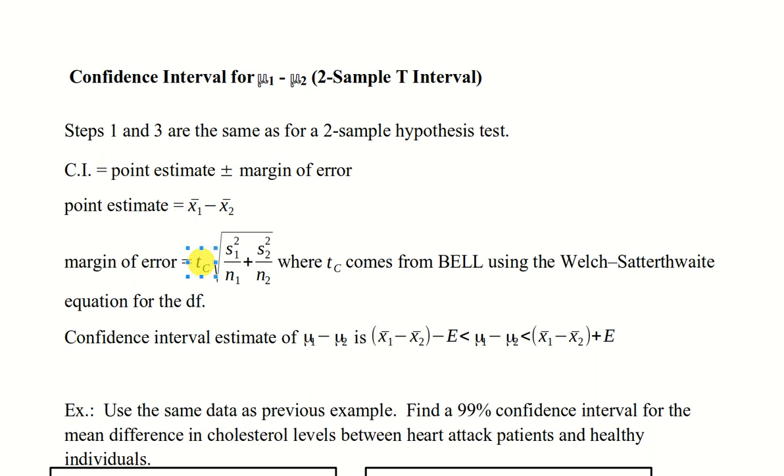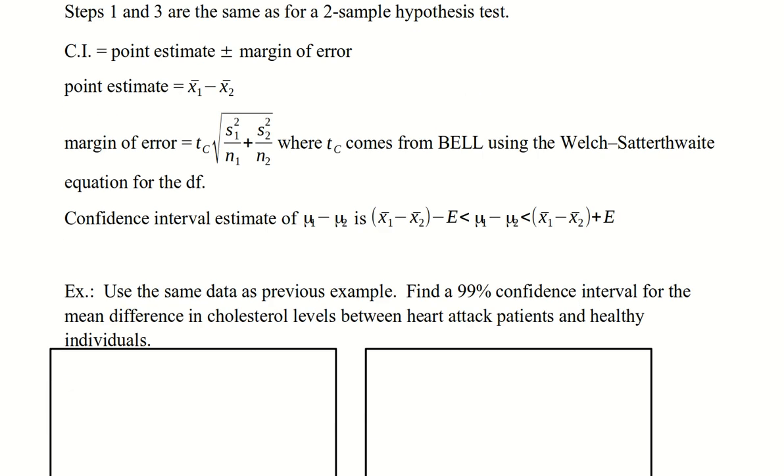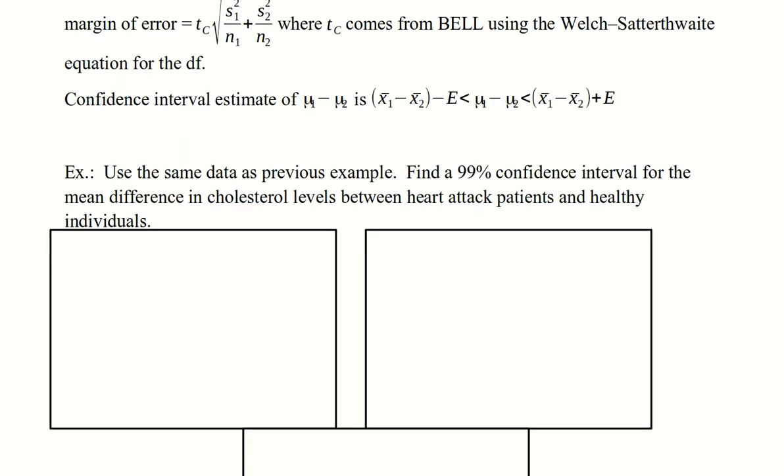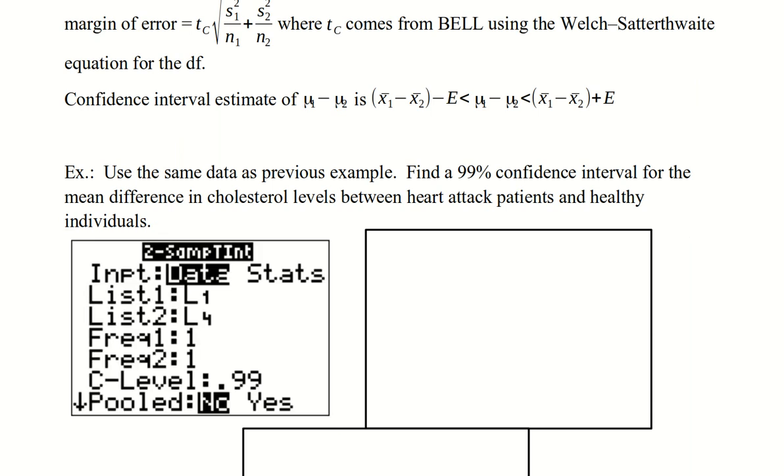So T is the thing that connects C to E. So like our previous example, we've got all that in our calculators, which is great because it makes it so much easier to find the confidence interval for that data. It says to use the data that we did previously. It says find a 90% confidence interval for the mean difference in cholesterol levels between heart attack patients and healthy individuals. So this is a two-sample T interval.